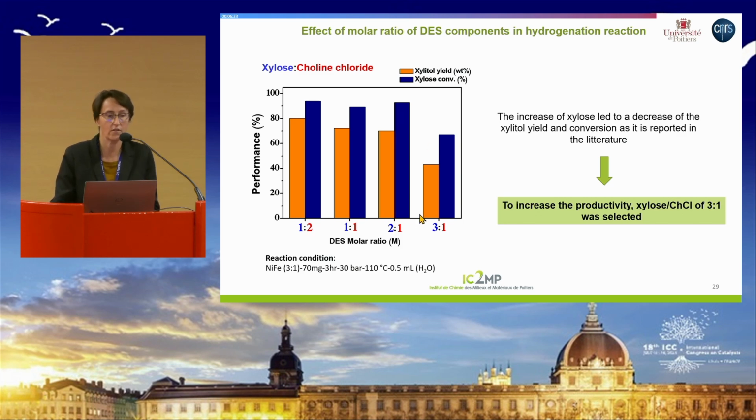We want to work on this ratio because we have a high concentrated feed of sugar. But unfortunately, as you can see, the more you increase the concentration of xylose inside your xylose choline chloride mixture, the more you have a decrease of the yield and a decrease of the conversion. But when we want to do something, we try different experiments and we try to optimize the reactant. So we have selected this 3:1 molar ratio, so xylose to choline chloride.